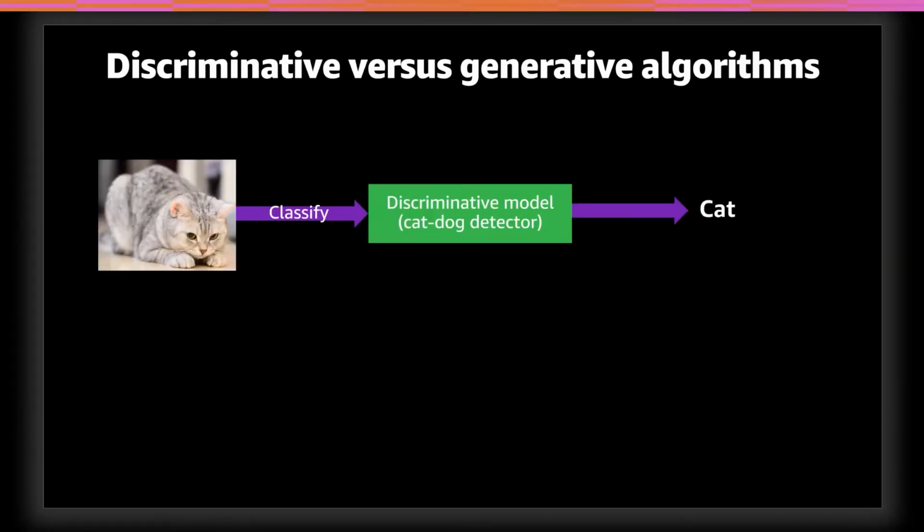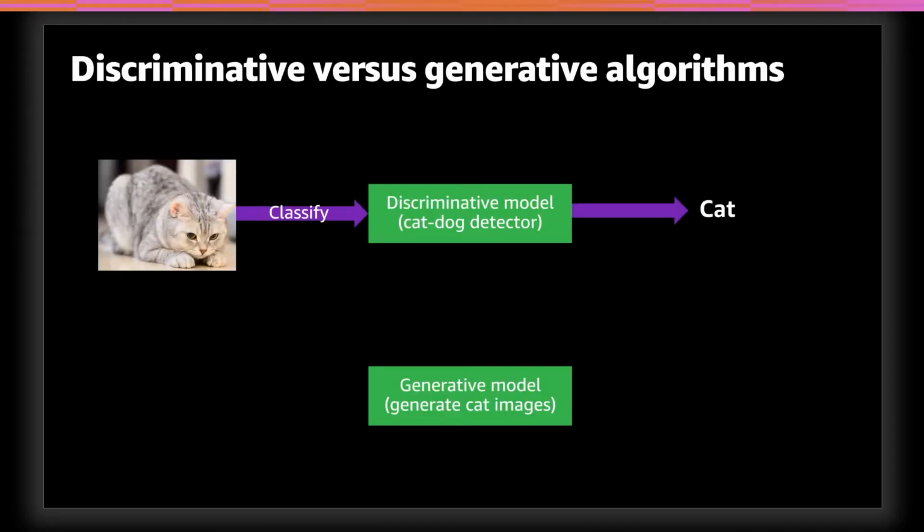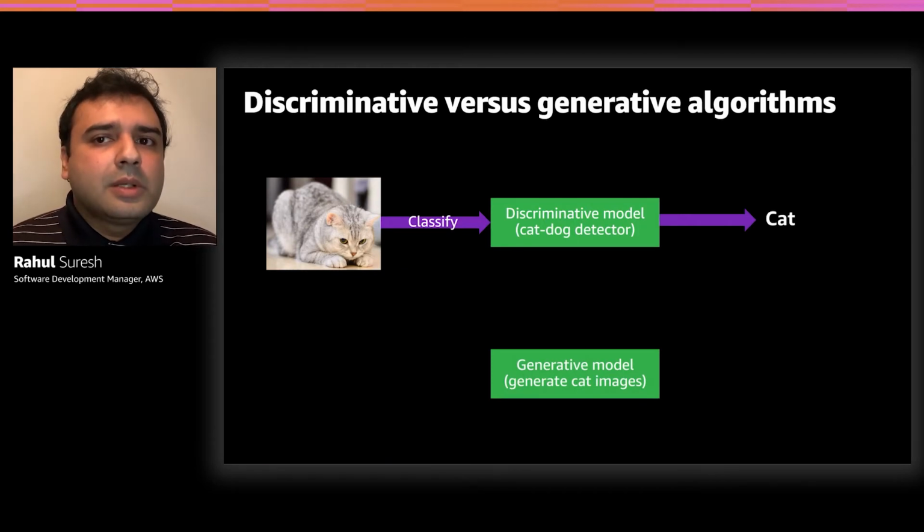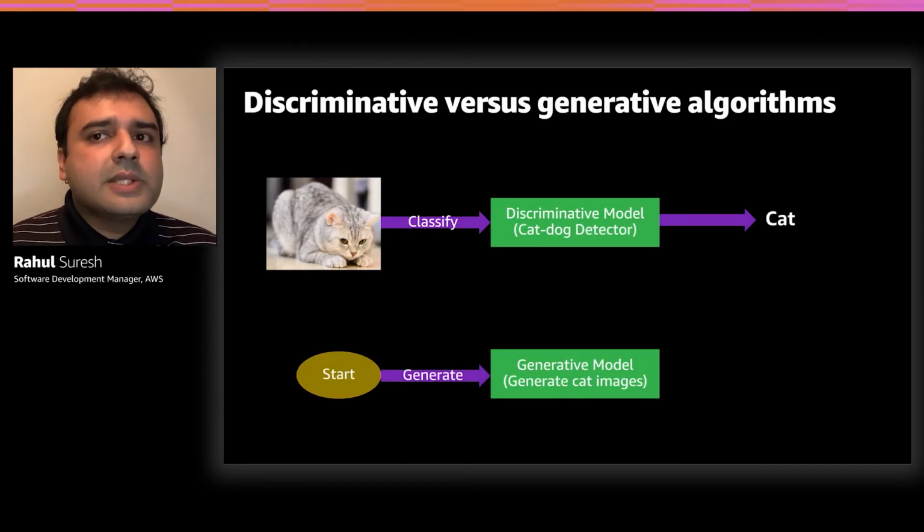Now, in contrast to this, generative models are different because rather than classifying, they learn to create brand new data by sampling from the training data distribution. For example, take a look at a generative model that's trained on cat images and has learned to create brand new images of cats. So when the model is asked to generate a new image, it creates a brand new image of a cat based on its learning. Hence, it's a generative model.